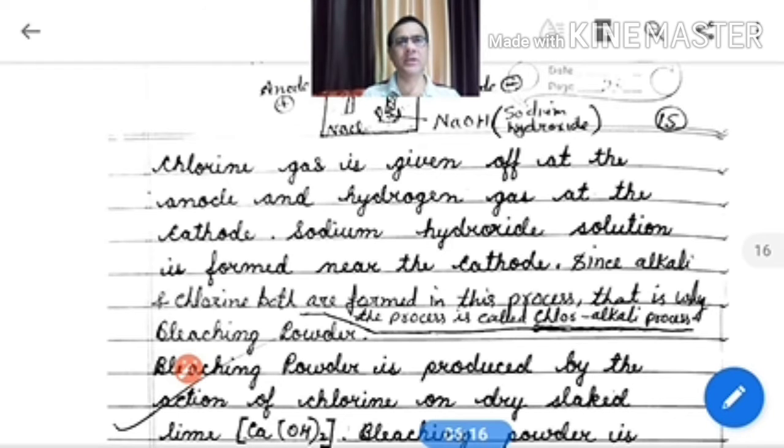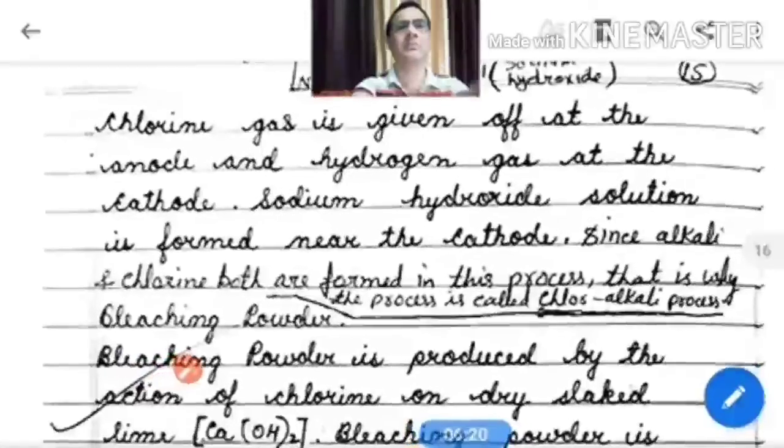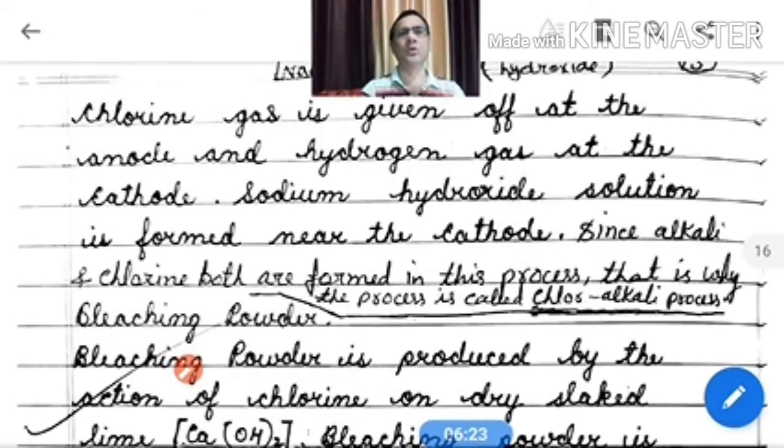You can see the language also. Chlorine gas is given off at the anode and hydrogen gas at the cathode. Sodium hydroxide solution is formed near the cathode. Since alkali and chlorine both are formed in this process, that is why the process is called the chloralkali process.